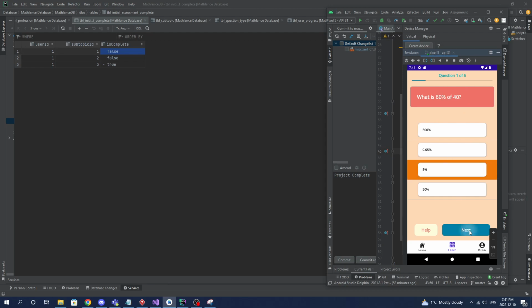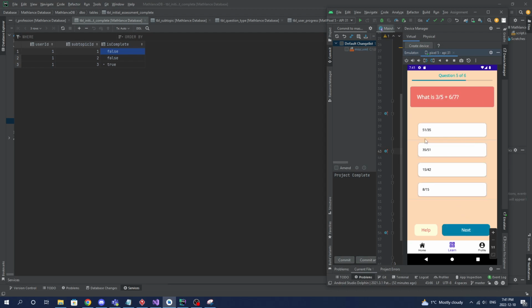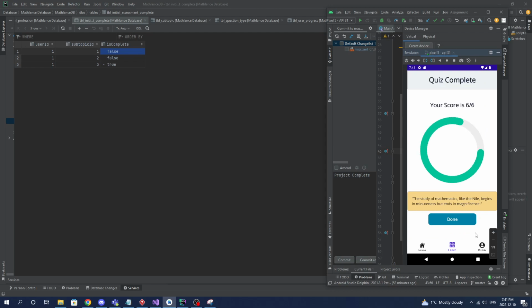0%, percentage, 6%, 40. I don't know, that one, that one, and 1 over 24, 2 or 1 over 12. Okay, perfect. So we got 6 out of 6 on the initial assessment.